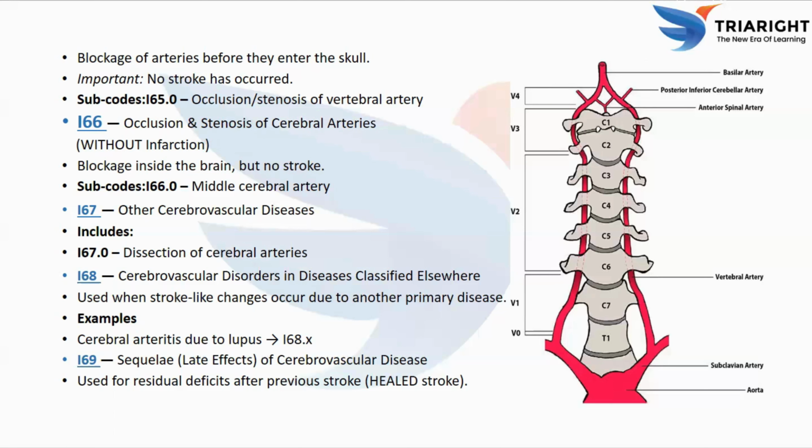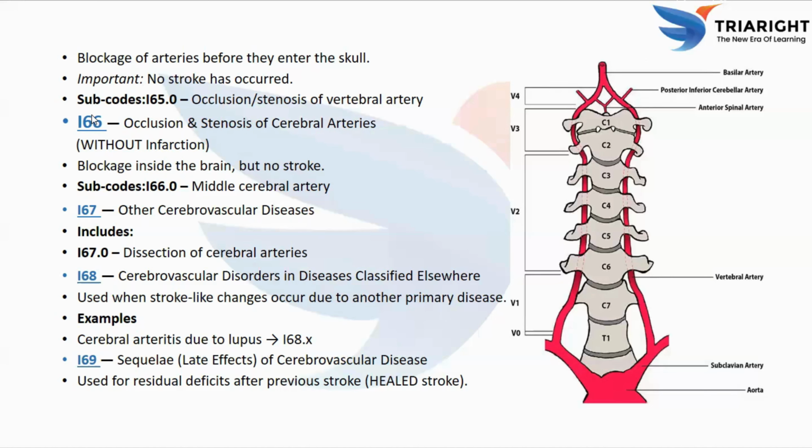So what is the main difference between I65 and I66? I65 is artery problems before the brain, and I66 is artery problems inside the brain. But what is the common point between the two codes? There is no infarction. Okay.